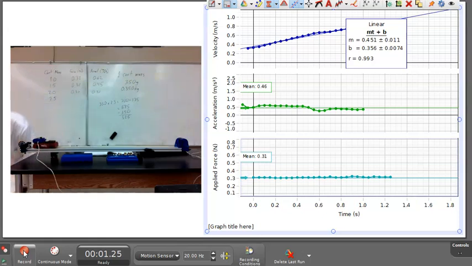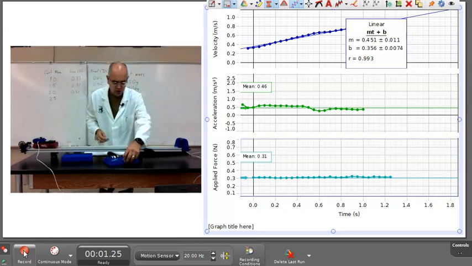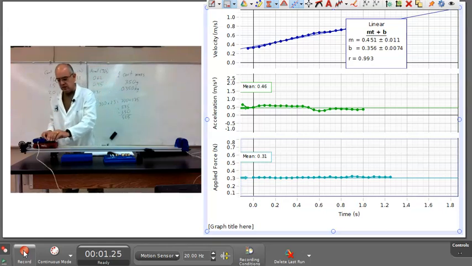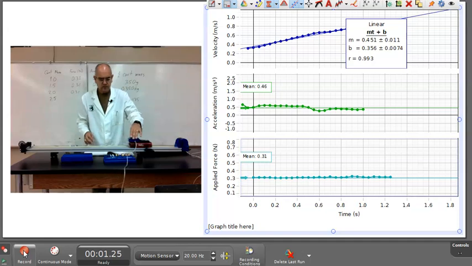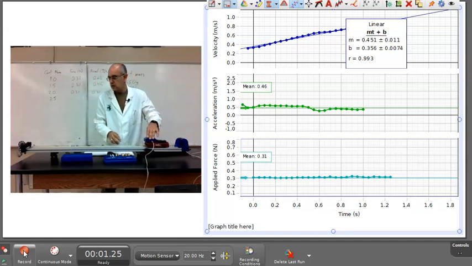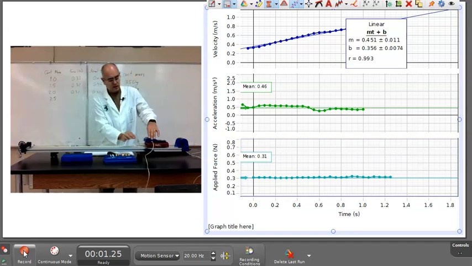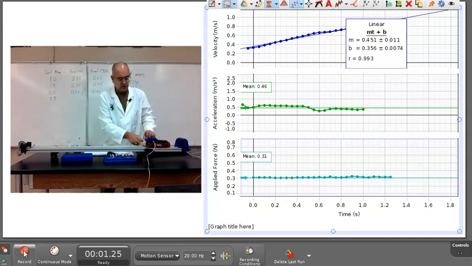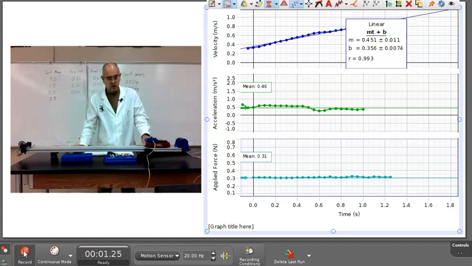I'm going to take off the 1 gram mass, and we may have to take off some more mass later as we go along. So let's go ahead and do the experiment now. Pull this back. All right. We're going to zero the sensor so we get an accurate reading. Start recording.